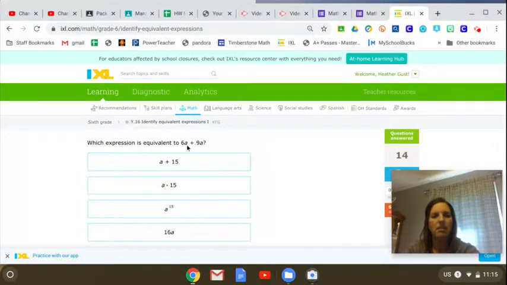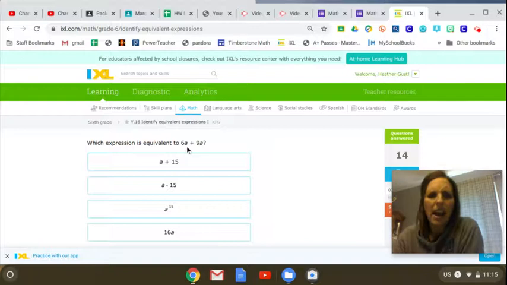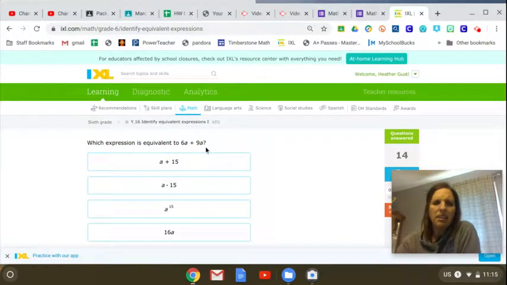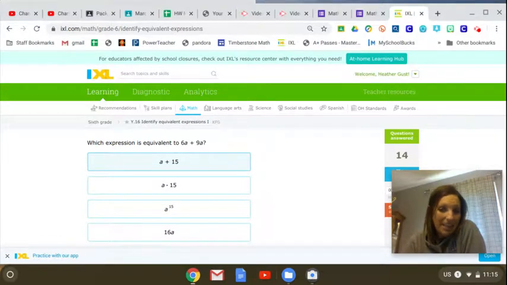Okay. Now it looks like they're giving us another one of those tricky ones, because this together added would be 15a. So this is 15 plus a would also be 15a or 16a. 15 times a would be 15a. This is not right with the exponents, and this says 16a.